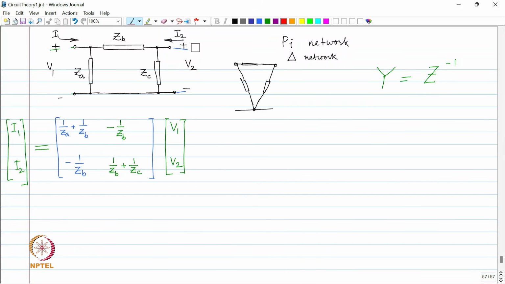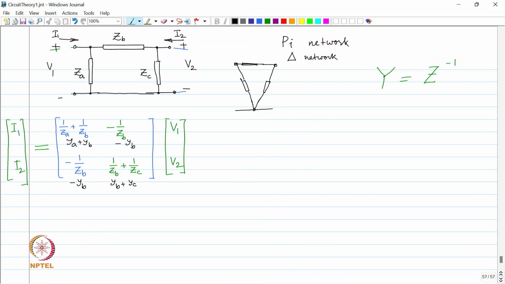right. You could, for example, write 1 by ZA plus 1 by ZB as YA plus YB, and this is minus YB, and this is minus YB, and this is YB plus YC. If you write it this way, then finding the inverse is very easy.